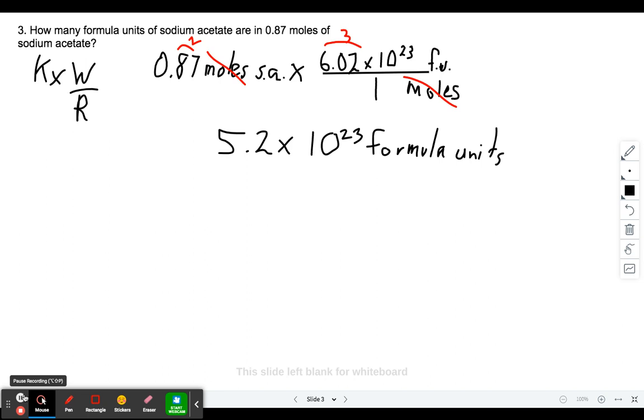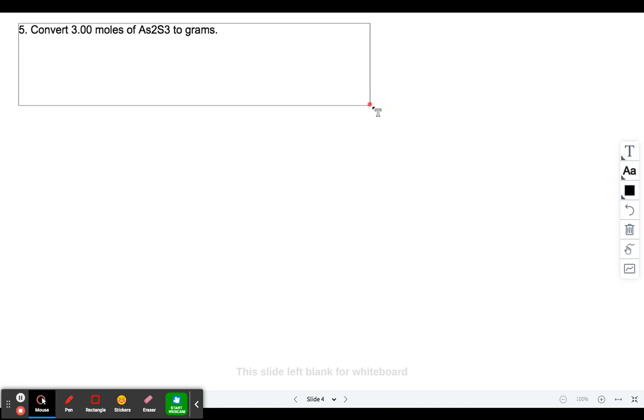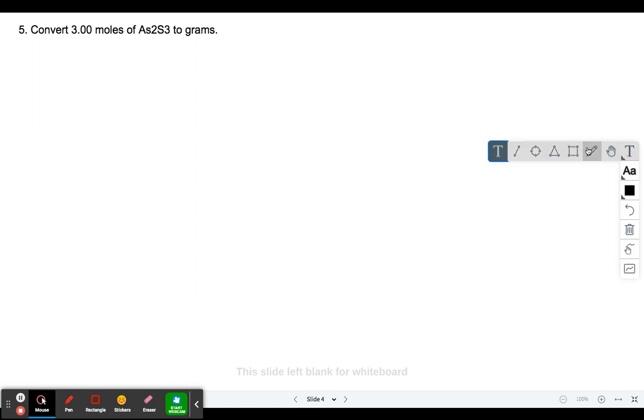Okay, so that is number 3. Next, I'm going to go to number 5. So I'll go to a new slide and type the question for you. And notice I'm picking different types of problems. So I'm doing different types of problems so you have a guide to do one, and then hopefully that can help you with the other one. So the first time I looked for moles, the second time I looked for formula units, and this time I'm looking for grams. So each one has had a different goal at the end.